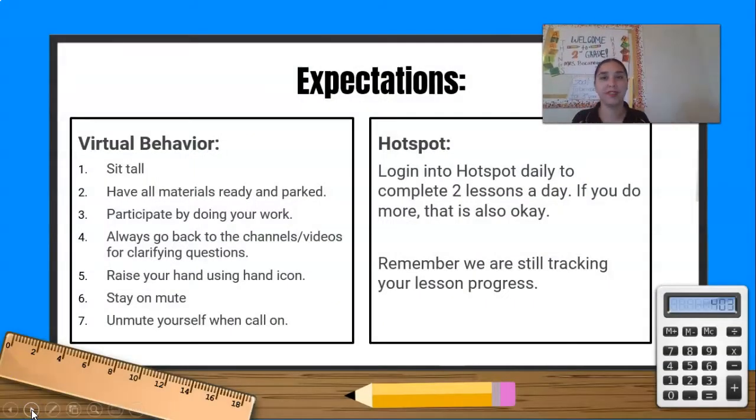Same expectations. We'll continue, and you're doing terrific in class. Make sure you're sitting tall, that you have all your materials ready and parked, that you participate by doing your work and ask questions. And when you have questions, raise your hand using the icon. You always check the video because the video has a lot of practice and important information. You stay on mute, and you only unmute yourself when you're called on. Continue with the hotspot. I want to see who's going to be my first mathematician from our homerooms.